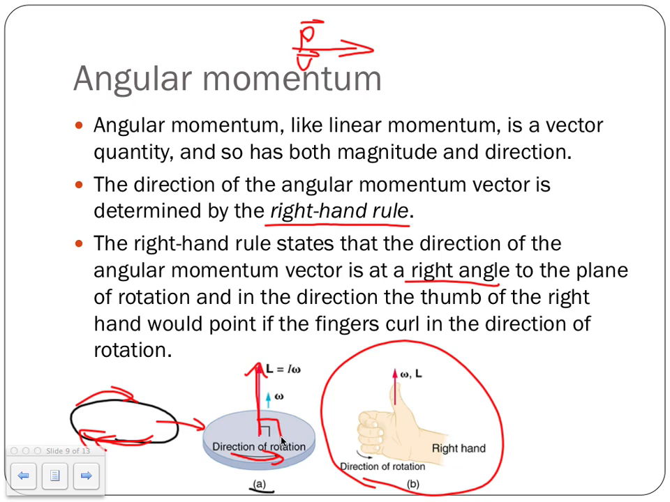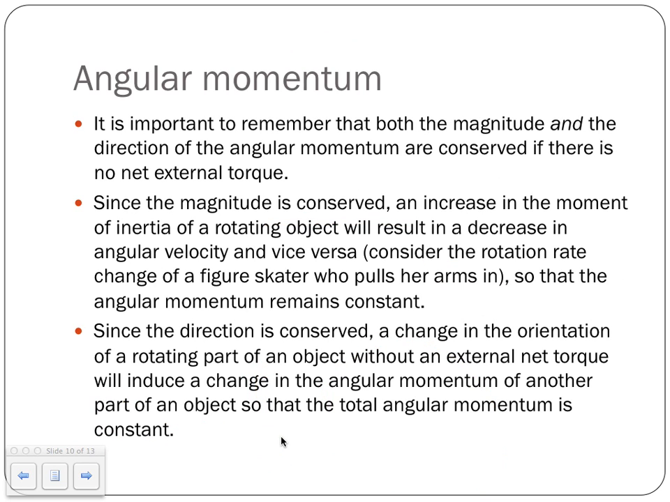Angular momentum has both magnitude, which we found from the last one, I times omega, and direction, which we use the right-hand rule to figure out. Because of this, it's important to remember that both the magnitude and the direction of the angular momentum are conserved if there's no net external torque. Since the magnitude is conserved, an increase in the moment of inertia of a rotating object will result in a decrease in angular velocity. That should make sense because if L equals I omega, and we increase the moment of inertia, we'd have to decrease the angular velocity to keep the angular momentum the same.